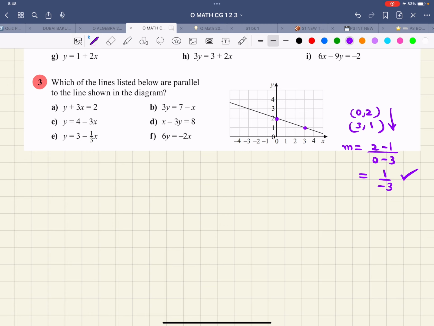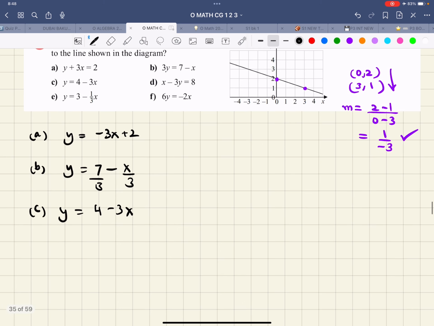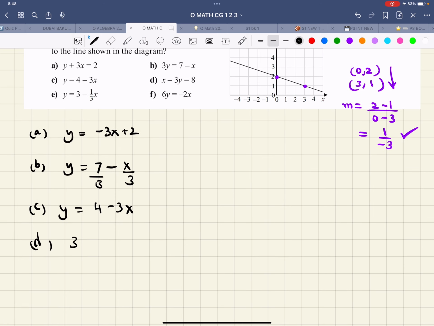Now, what should I do? Let me write all these equations in the standard form. Part A, y = -3x + 2. Part B, 3y = 7 - x. In other words, y = 7/3 - x/3. And part C, y = 4 - 3x. Part D, 3y = x + 8. Therefore, y = x/3 + 8/3.